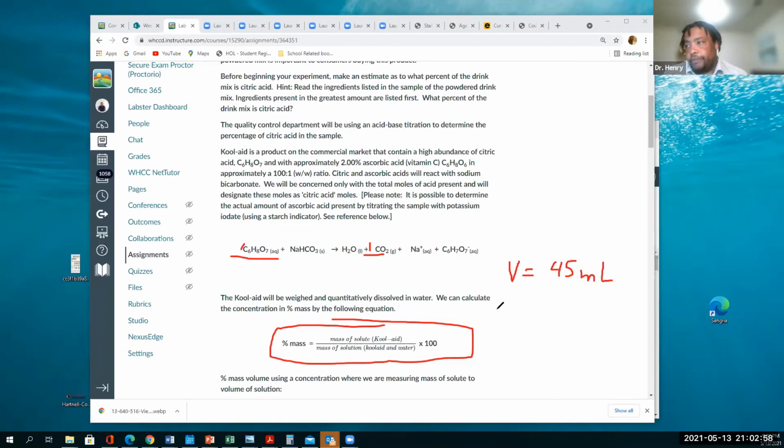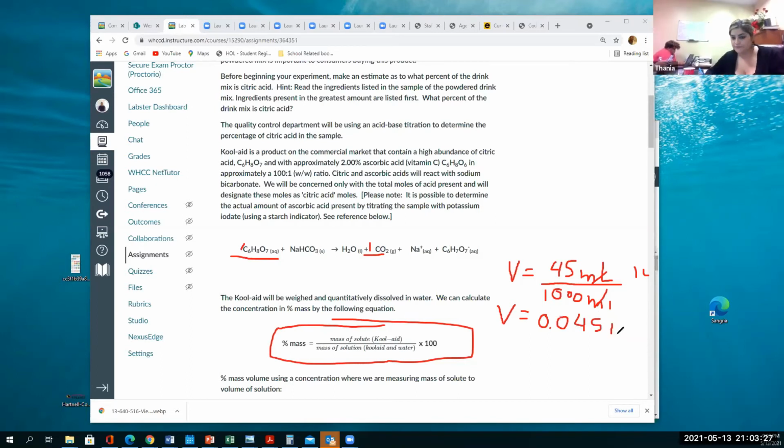How do I do that? Times 1,000 or divided by 1,000? Divided by. Okay. So if we divide this by 1,000, the milliliters are going to cancel out. So we're going to get 0.045.